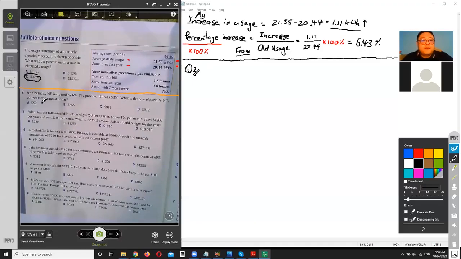The electricity bill increased by 6%. The previous bill was $860. What is the new electricity bill, correct to the nearest dollar? Increased by 6%. All right.